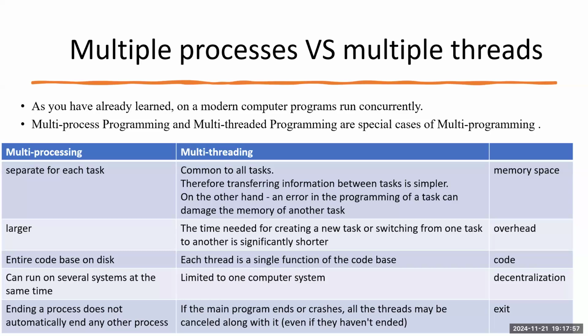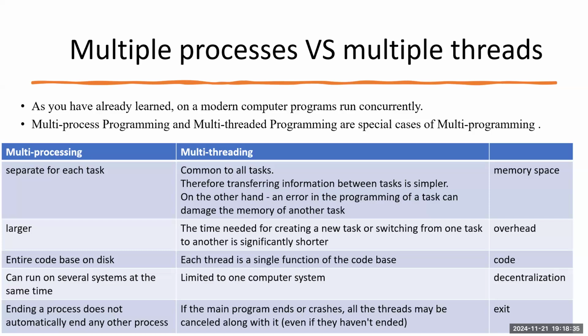In multi-processing, here you see this as a memory space, the first row, there is a separate memory space for each task. In other words, each process obviously is going to have its own memory space. In multi-threading, the memory space is common to all the threads. Therefore, transferring information between tasks is simpler. On the other hand, an error in the program of one task can damage the memory of the other. In other words, one thread can corrupt the data of another thread, and therefore you have to be more careful with what you're doing.